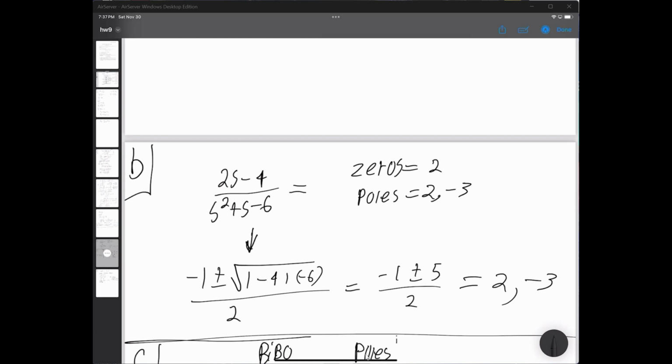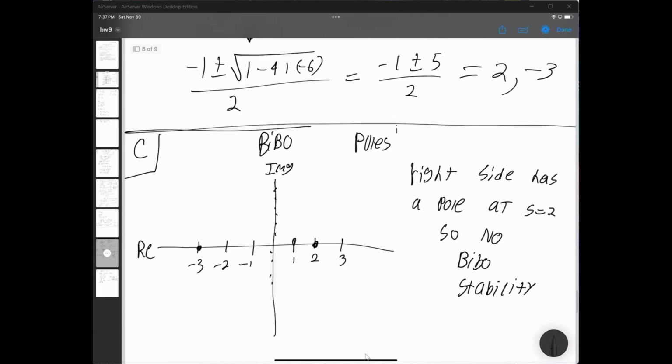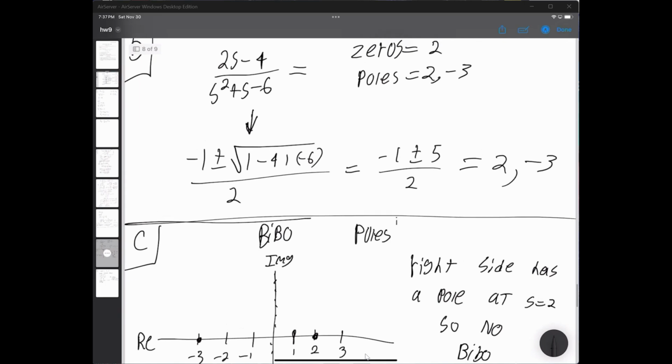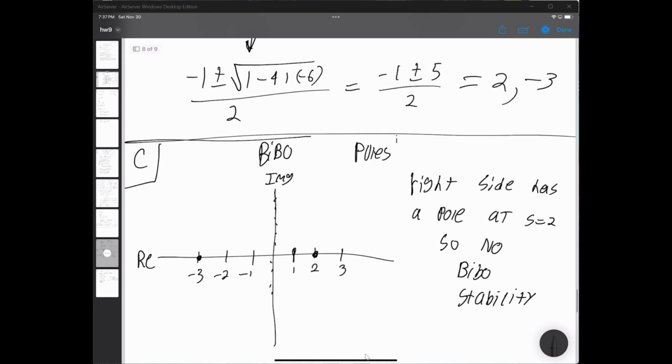Quadratic formula, pretty straightforward. And whether it's BIBO stable, now there's no imaginary values for the poles. We see we get two real numbers, 2 and -3. Those are going to be on the real axis at 2 and -3. And you see how 2 is in the right side of the plane? We don't want that. That makes it not BIBO stable. It's not good, no bueno.